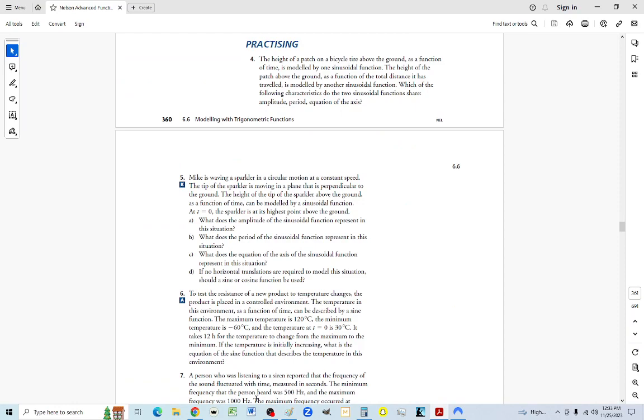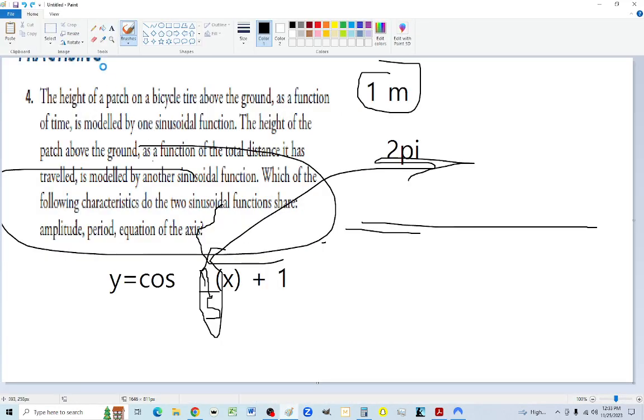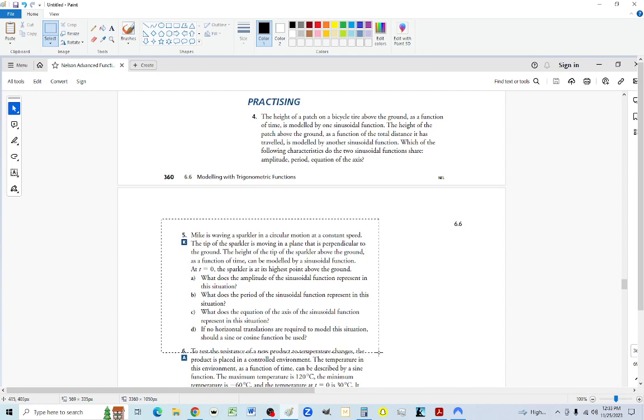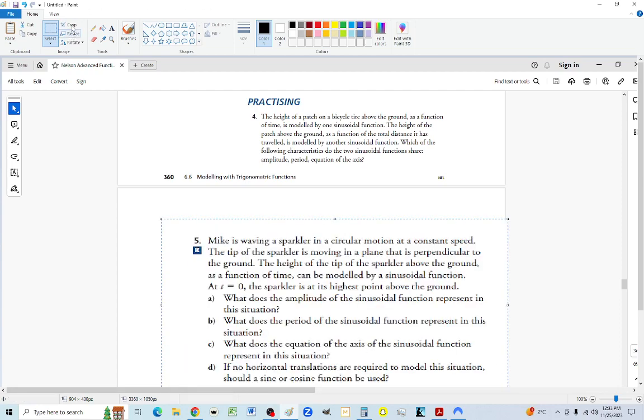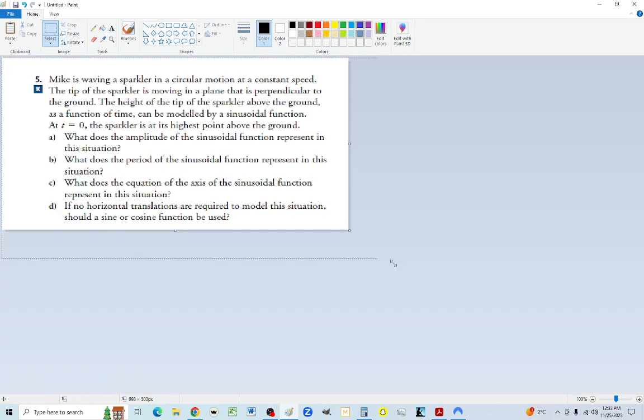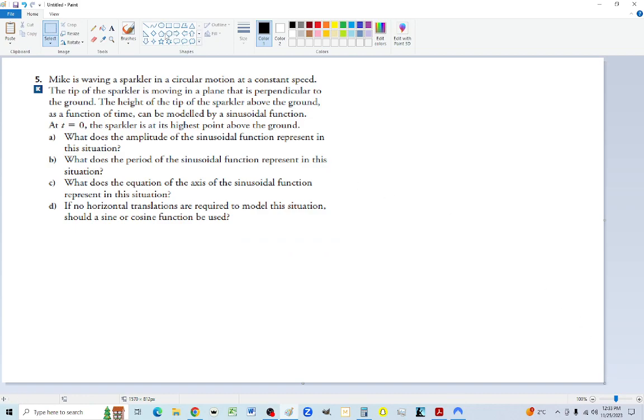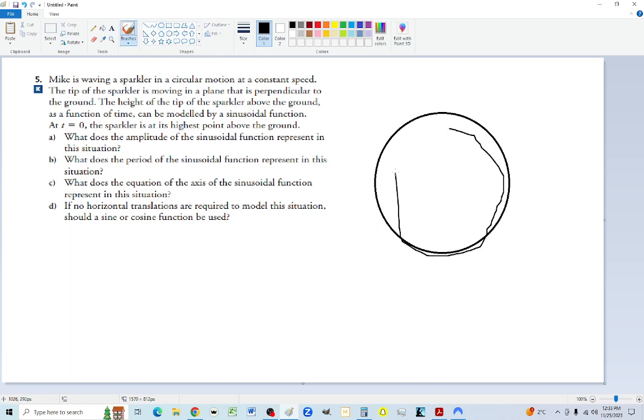Okay, this is going to be a more simple model. We'll be able to model it a little bit easier. So he's doing a sparkler in a circular motion at a constant speed. The sparkler is moving perpendicular to the ground. So the kid's essentially going whee. Function of time can be modeled by a sine curve. At t0, the sparkler is at its highest point.